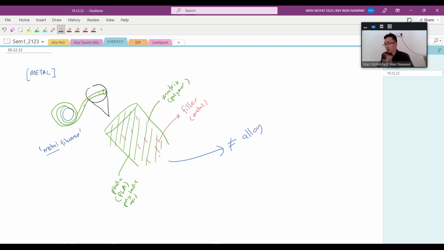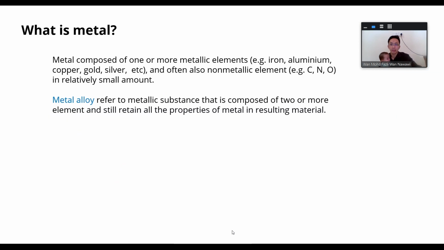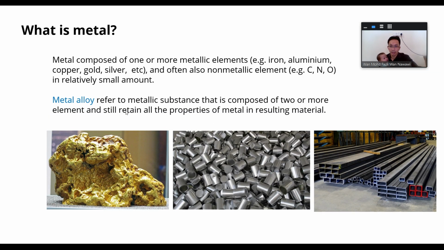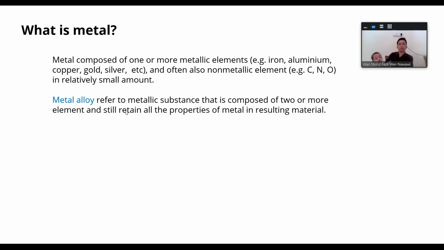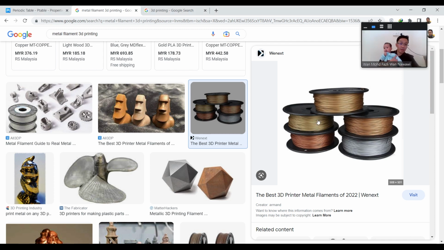Why don't we call this an alloy, even though there is metal inside? Because of the definition of alloy. Remember this last part here: retain all the properties of metal in the resulting material. So if you make this filament, the bulk of it is basically plastic, and only a few percent is metal. So we don't call that an alloy.